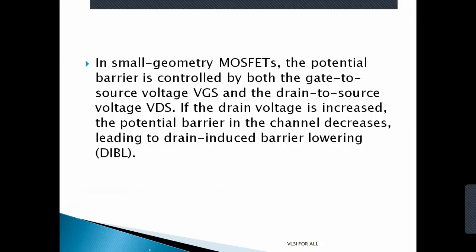But in small geometry MOSFET, we can see that the flow of the electrons or carriers is dependent on the gate to source voltage and also the drain to source voltage. If the drain to source voltage is increased, then the potential barrier in the channel decreases. Due to that, drain induced barrier lowering will occur.